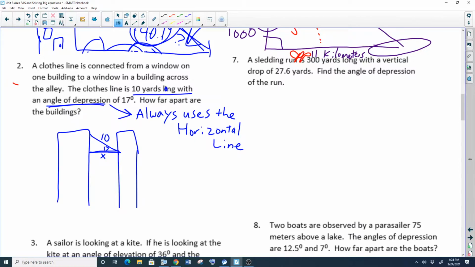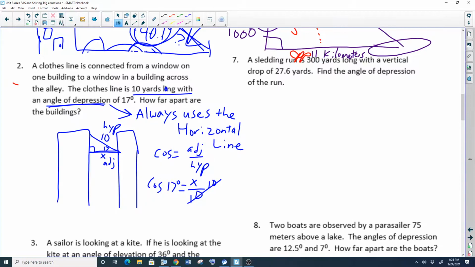Okay, let's see here. So now we're going to use, here's our right angle. And so from 17 degrees, this is going to be the adjacent side, and this is going to be the hypotenuse. So we're going to do cosine, because cosine is equal to adjacent over hypotenuse. So cosine of our angle, 17 degrees, is equal to adjacent x over hypotenuse 10.